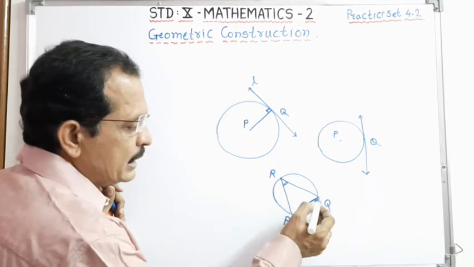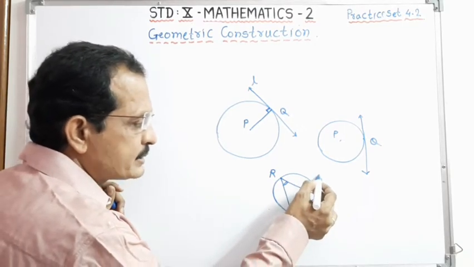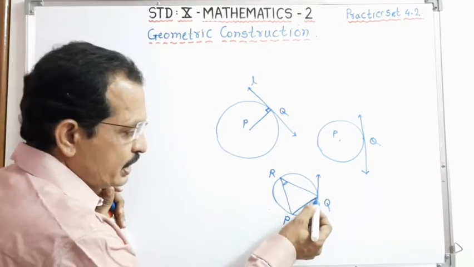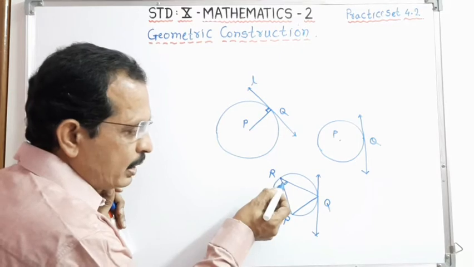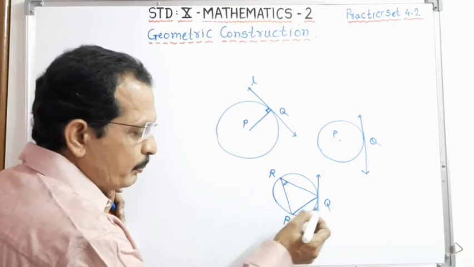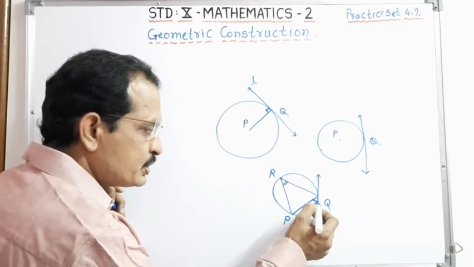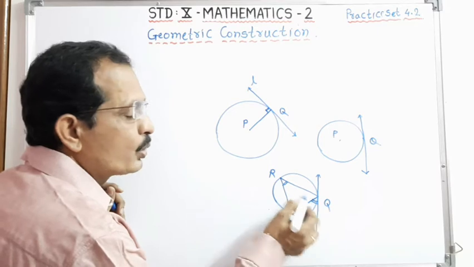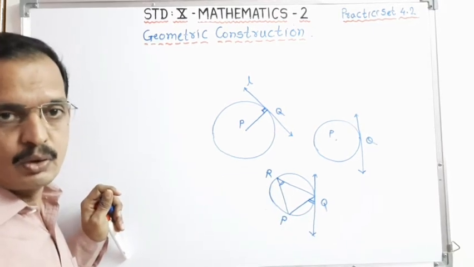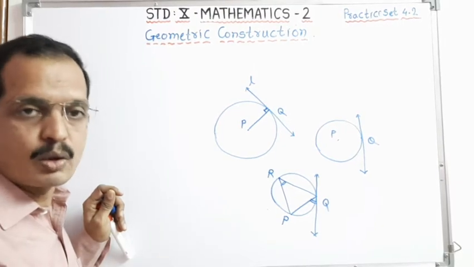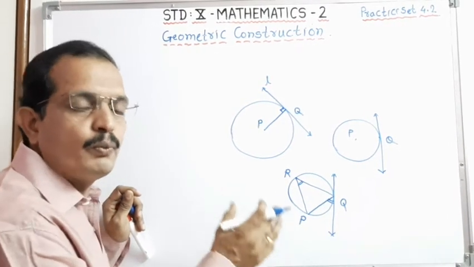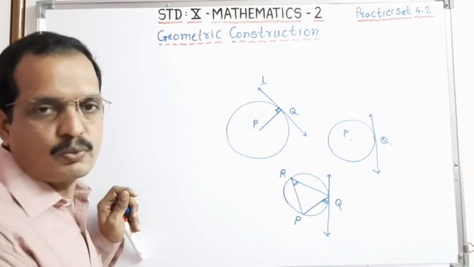Now suppose I draw the tangent passing through this point Q. Then dear students, this chord makes one angle with the point on the circle, that is R, and this chord makes an angle with the tangent at point Q. These two angles are congruent. These angles are called angles in alternate segments, and angles in alternate segments are congruent. This property we have to use to construct the tangent without using the center of the circle.